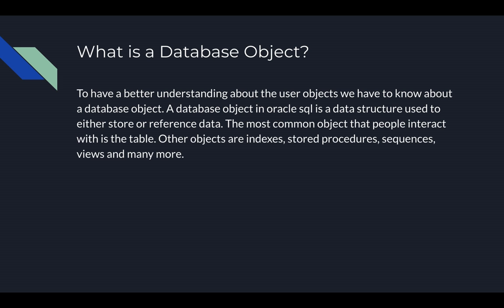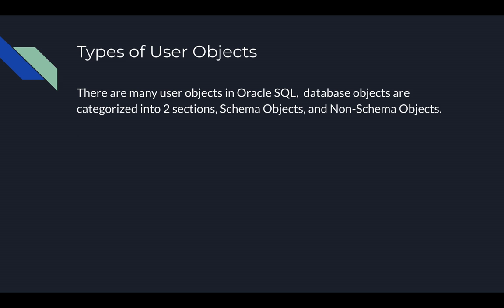So, what is a database object? To have a better understanding about the user objects, we have to know about a database object. A database object in Oracle SQL is a data structure used to either store or reference data. The most common object that people interact with is the table. Other objects are indexes, stored procedures, sequences, views, and many more.